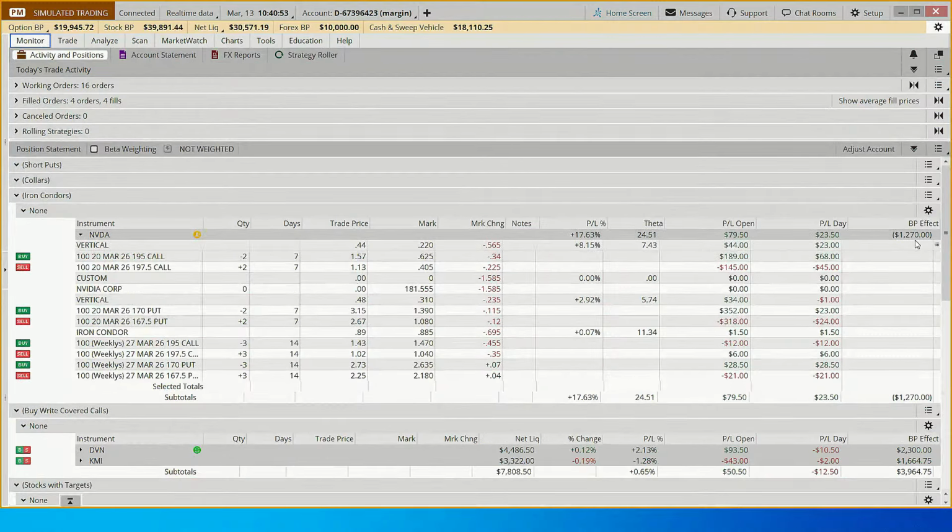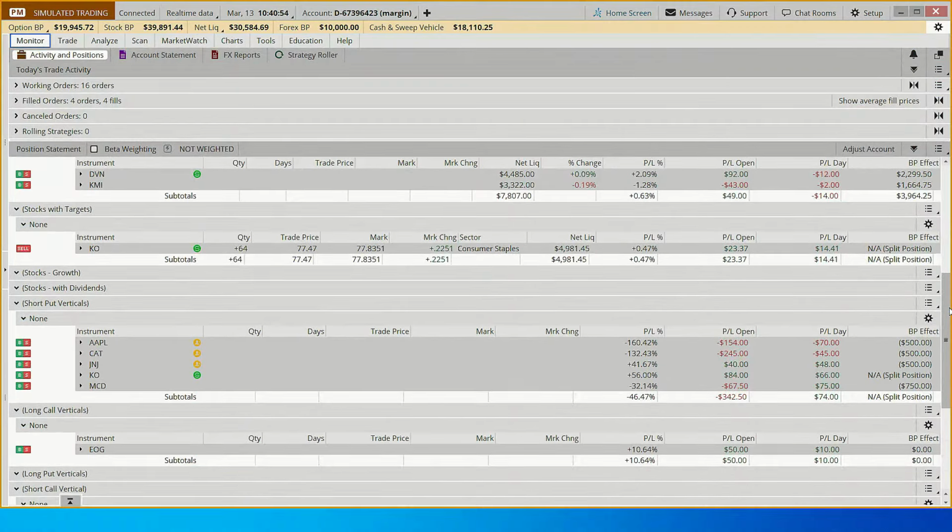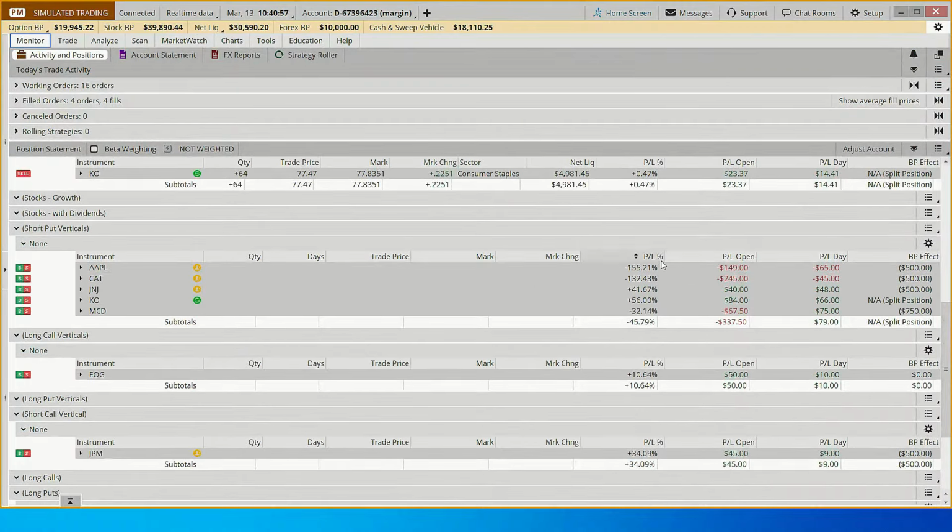So when we look at our short put verticals, Apple is not looking so hot, and Caterpillar is now not looking so hot, and McDonald's isn't looking so hot either. But when I look at these three, McDonald's looks the best of the worst because it's up, like we've made money on that one today.